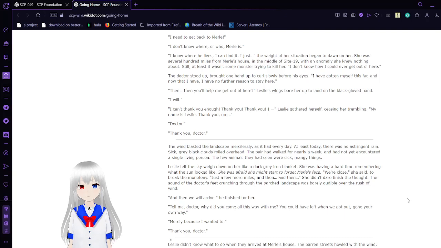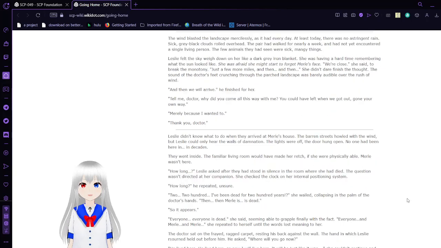The wind blasted the landscape mercilessly, as it had every day. At least today, there was no astringent rain. Sick gray-black clouds rolled overhead. The pair had walked for nearly a week and had not yet encountered a single living person. The few animals they had seen were sick, mangy things. Leslie felt the sky weigh down on her like a dark gray iron blanket. She was having a hard time remembering what the sun looked like. She was afraid she might start to forget Merle's face.